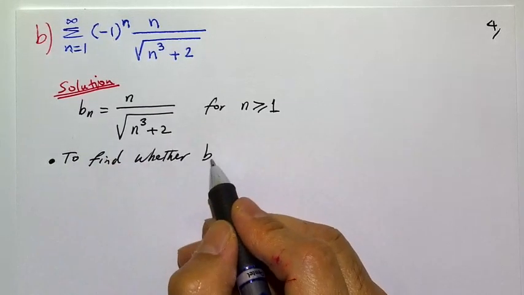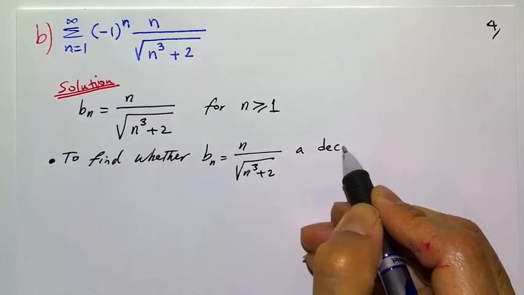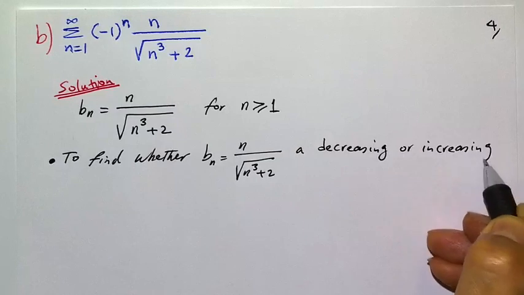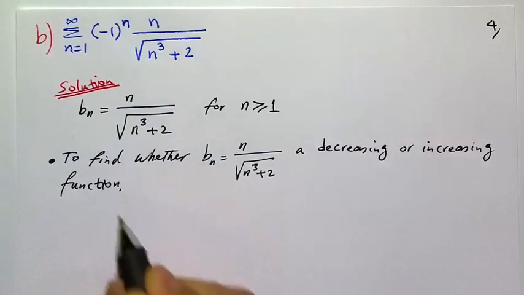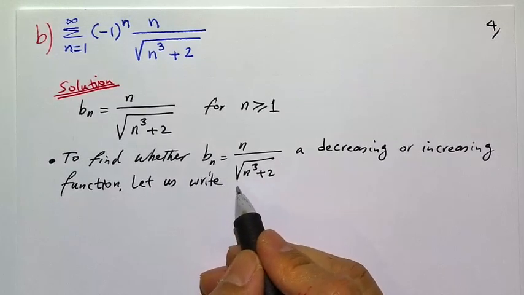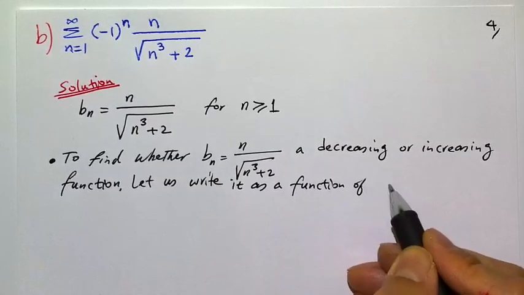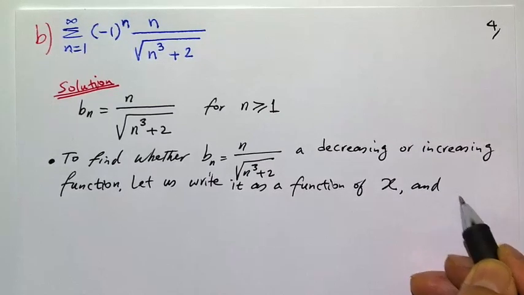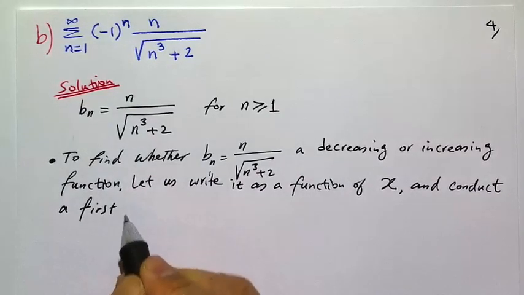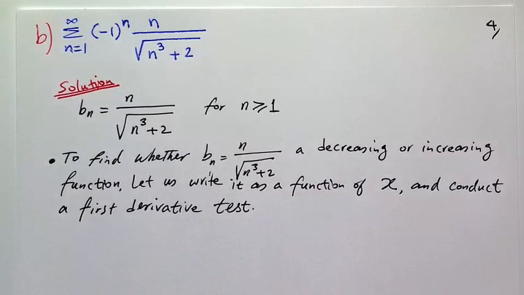To find whether b_n equals n over the square root of n cubed plus 2 is a decreasing or increasing function, let us write it as a function of x and conduct a first derivative test. Okay, so let's do that.